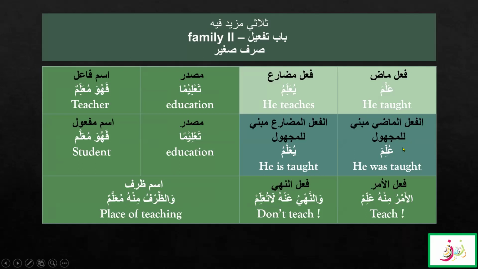I told you, as I mentioned, to remember the U-I sound. It is very important, as we did for family 1, Nasara, Nusira, U-I sound. So with all the families from 2 to 10, you are going to remember this rule: the U-I sound for Fa'il Madi Mabni lil Majhul. Allama, Fa'il Madi Ma'lum. Allama, U-I sound, Fa'il Madi Mabni lil Majhul. And inshallah, we will see how you are going to do this Saf Kabir for Ulima.